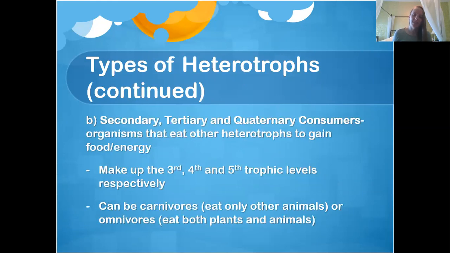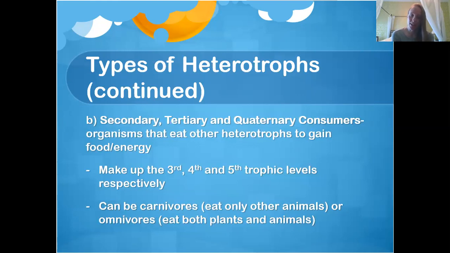Then we have the secondary consumers, the tertiary consumers, the quaternary consumers, etc. They make up the third, fourth, and fifth trophic levels, and they can be carnivores or omnivores. So yeah, the secondary consumers, for instance, eat the primary consumers, and then the tertiary consumers eat the secondary consumers, and the quaternary consumers eat the tertiary consumers.